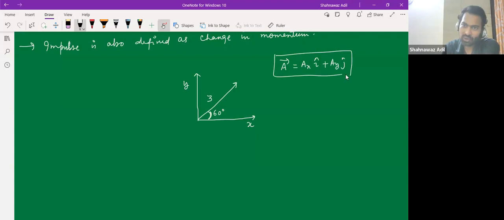Absolutely right. So this we know, right? Everyone? Yes, sir. So now you guys know this. This part is the resolution of a vector. The magnitude of this vector is 3 and the angle it is making with the horizontal is 60. So can you guys tell me what is this A vector? Please tell, what is this A vector?